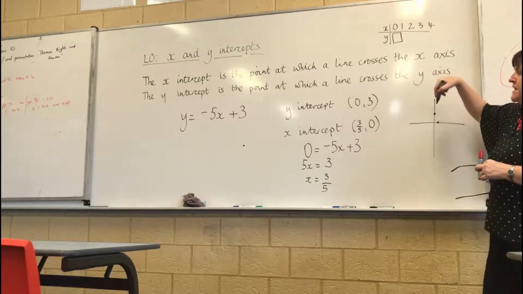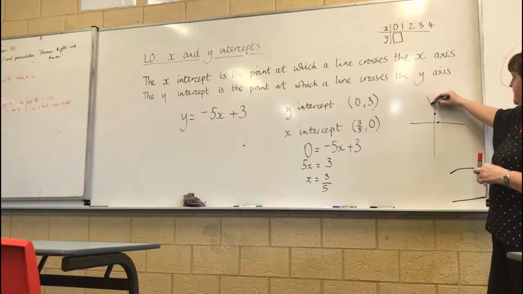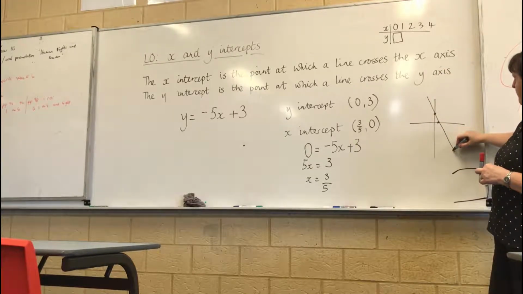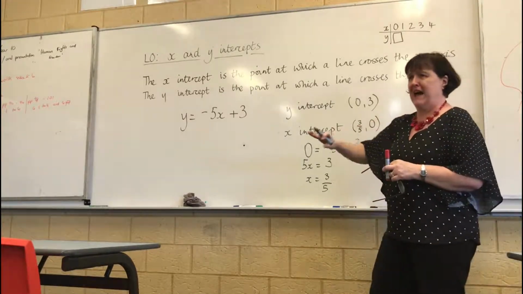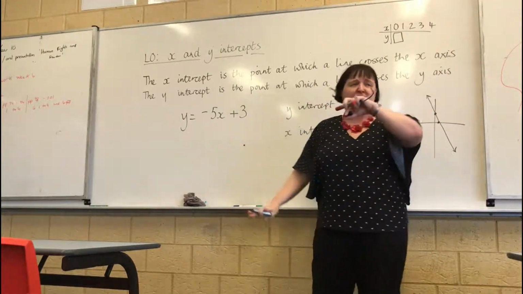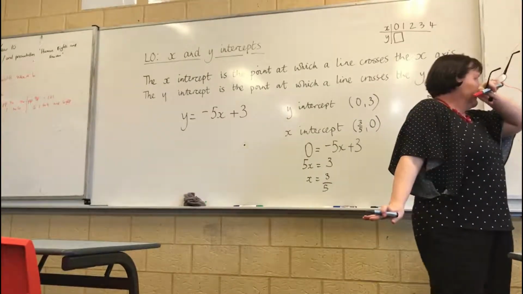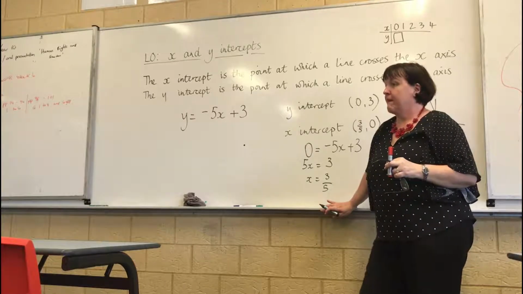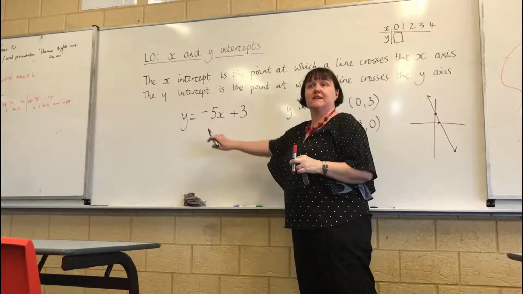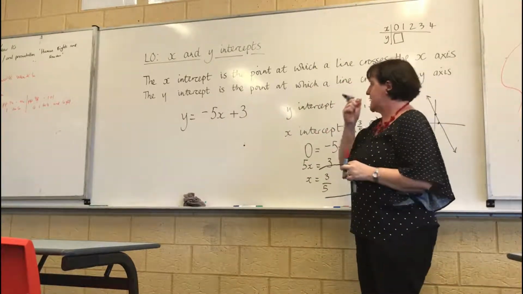Now, this line is going to go this way, isn't it? Yeah. It's got a negative gradient. How would you tell that just from the function? Because the x value is negative, well done. Because the m is negative. Good.